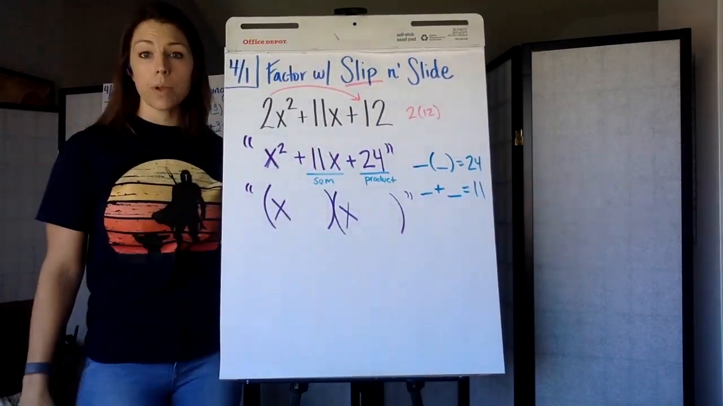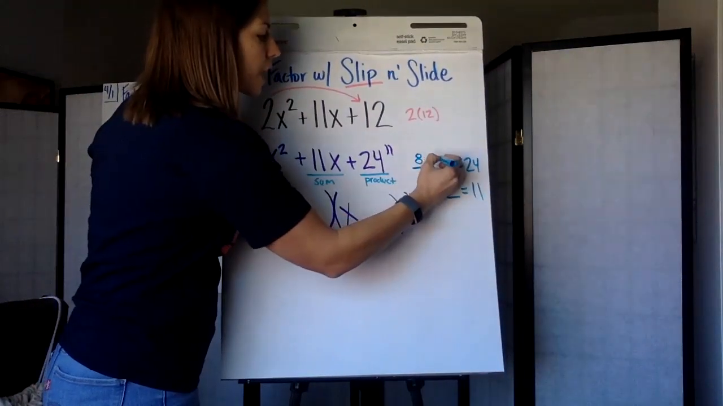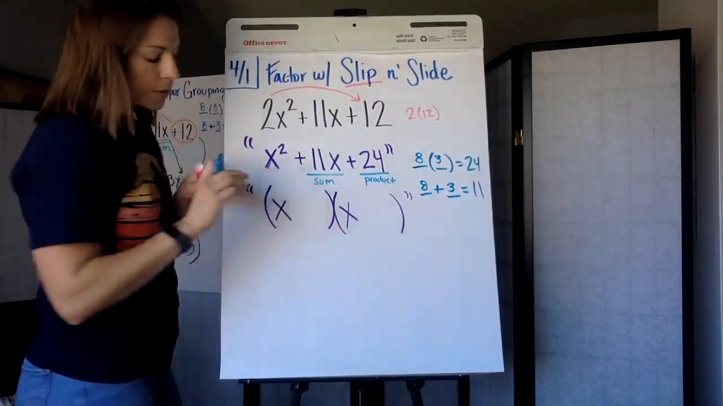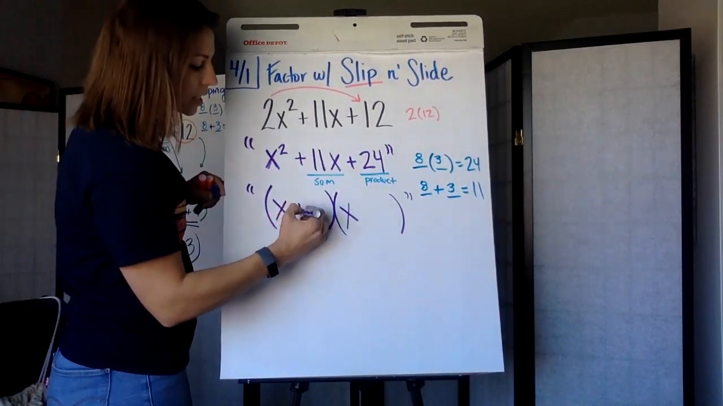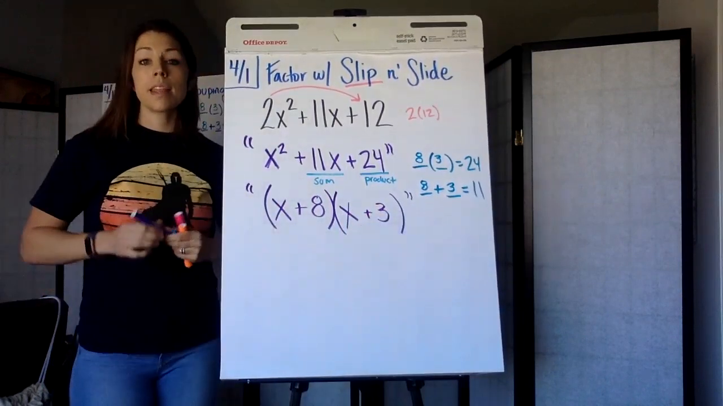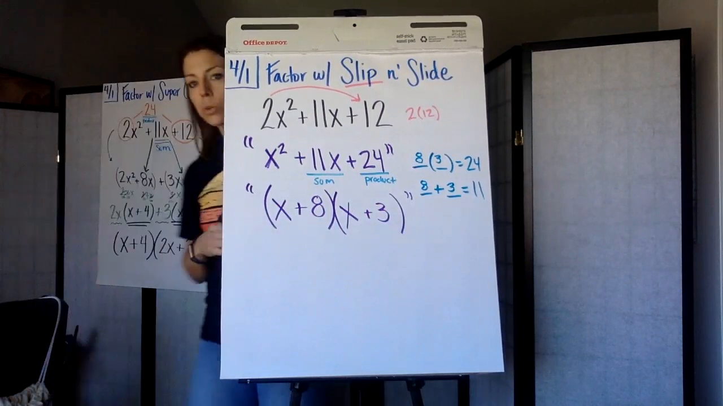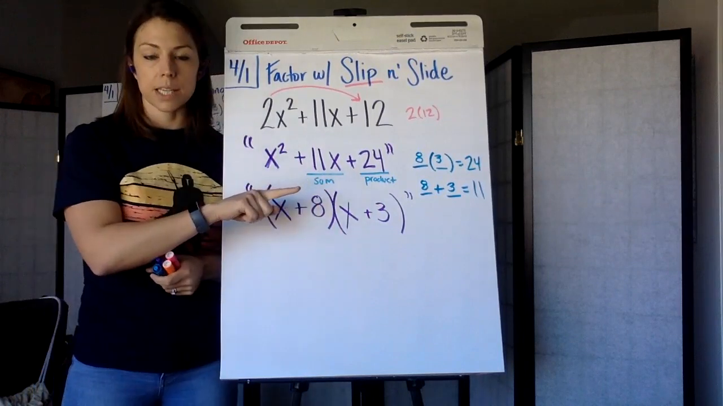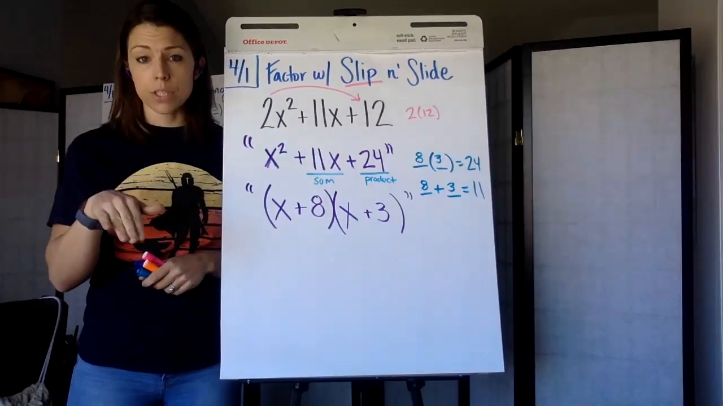Now, if we've been following along, we actually already did this work with supergrouping, and we know that our numbers are 8 and 3. So we're going to take those numbers and put them into our binomials, positive 8 and positive 3. This is not our answer, because if you recall from supergrouping or from double cross, our answer was not x plus 8 times x plus 3. That's how you would get this trinomial, which is not the trinomial that we started with.